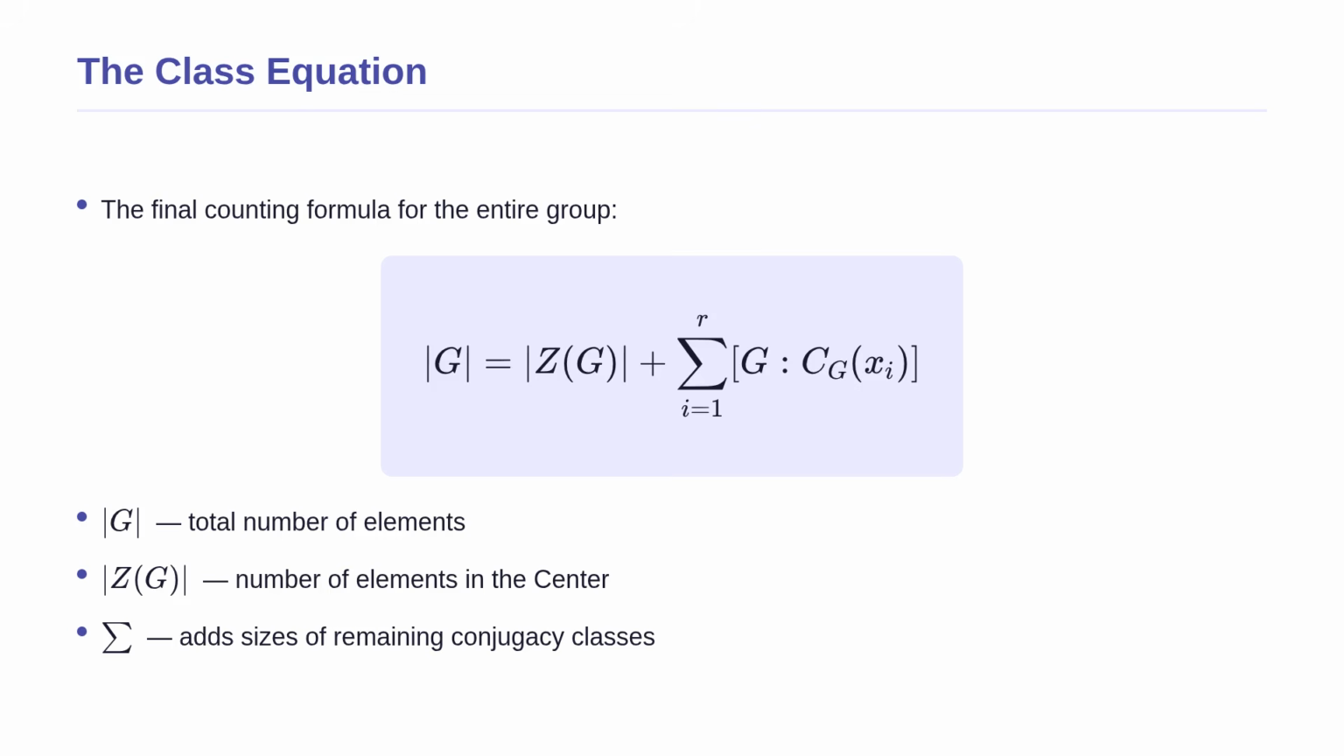The total order of the group, G, equals the size of the center, Z of G, plus the sum of the sizes of all the remaining larger conjugacy classes. The summation symbol adds up the indices of the centralizers for representative elements X sub I. As the group becomes more complex and less commutative, the center shrinks, and the summation part grows to account for the rest of the elements. Every single element is perfectly accounted for without any double counting.